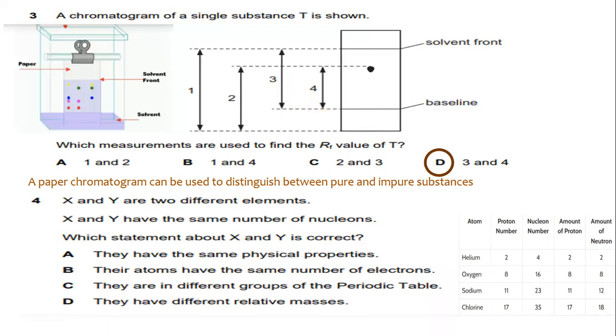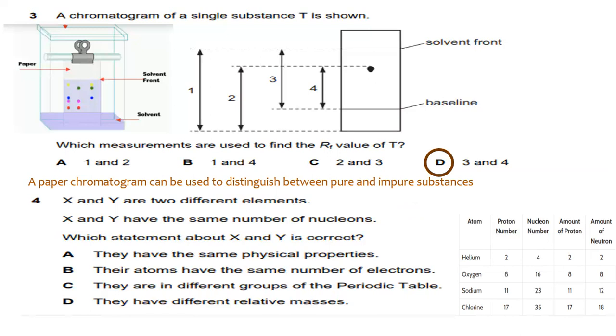Okay. And question number 4. They are given that X and Y are 2 different elements, and X and Y also have the same number of nucleons. So if you can see, these are the 4 atoms that have the same nucleon number, but they are totally from different groups.